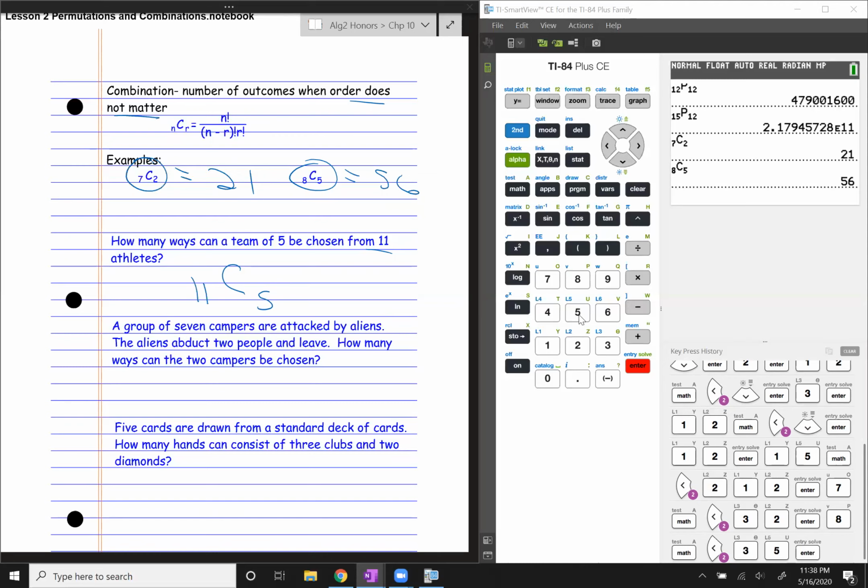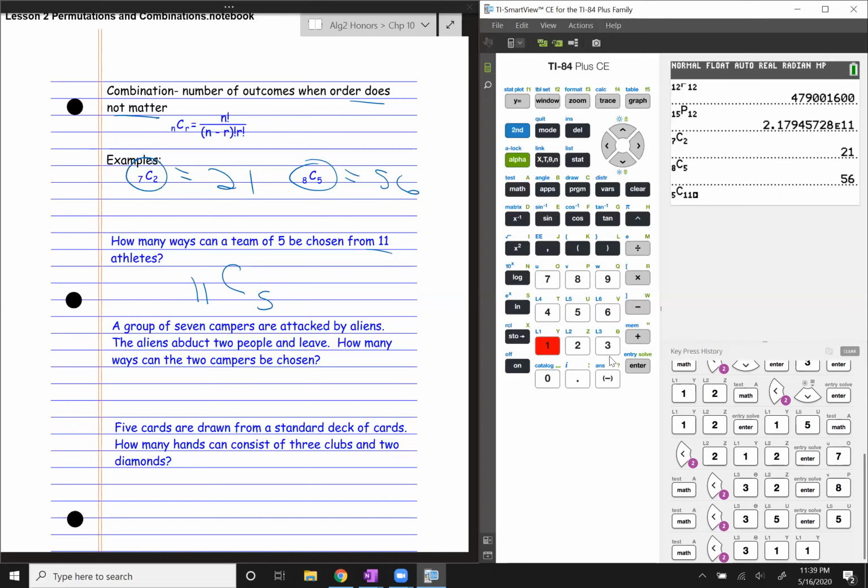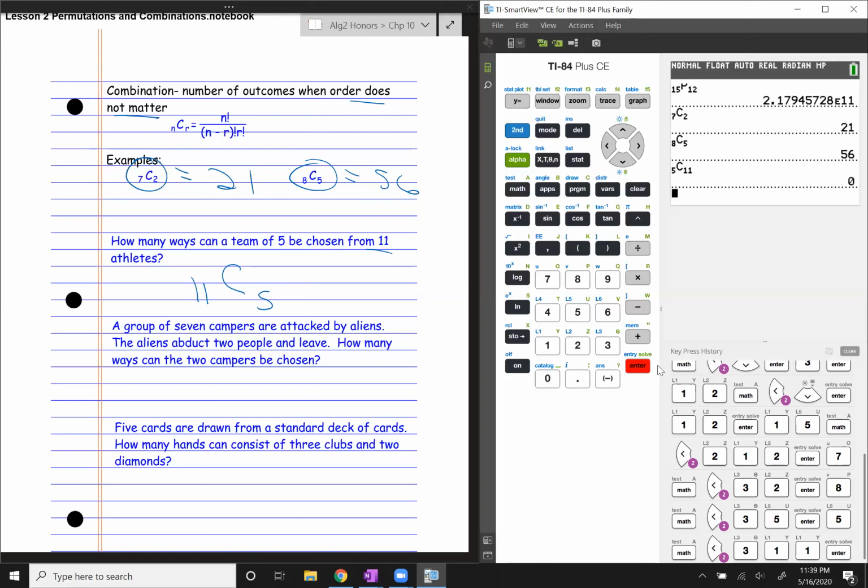So if I happen to say, you know what, I want 5, and I want to do a combination of 11, now notice you can't have a group of 5 and pick 11. So it's just going to tell you 0. There are 0 ways to do that. So if you're getting 0 for all your answers, that means you put it in backwards. Okay? If for this one you actually got 462, that's good.